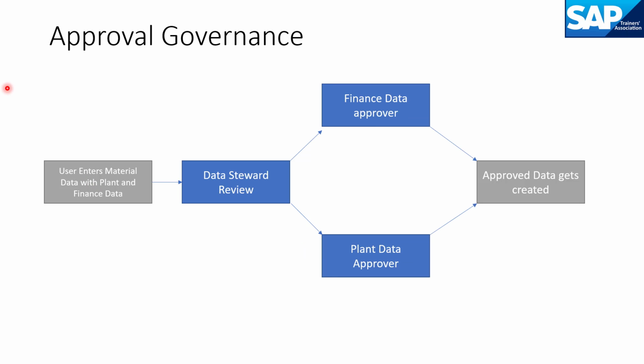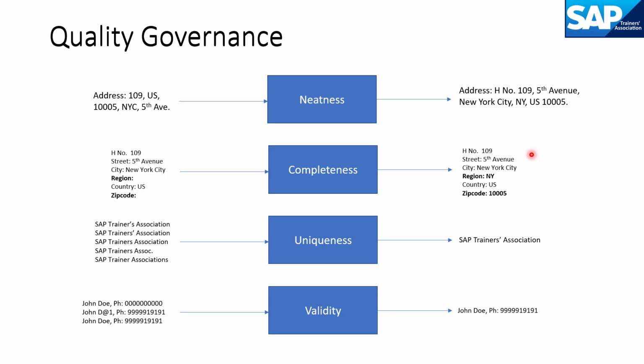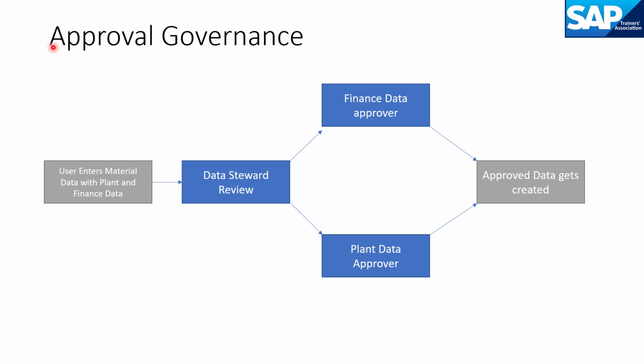Now look at the second part of it. What I'm doing here is going through the governance process. What are the options in governance? Quality, security, and consistency. Quality we have seen: neatness, completeness, uniqueness, and validity. What is approval governance, or security, you can say?